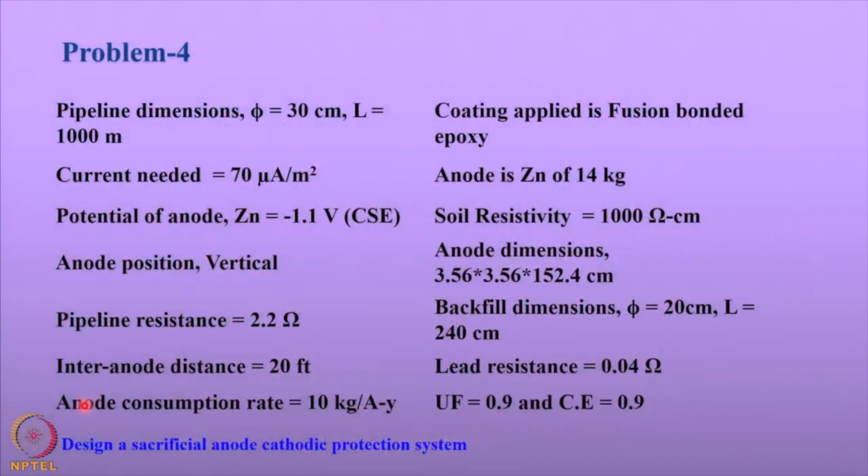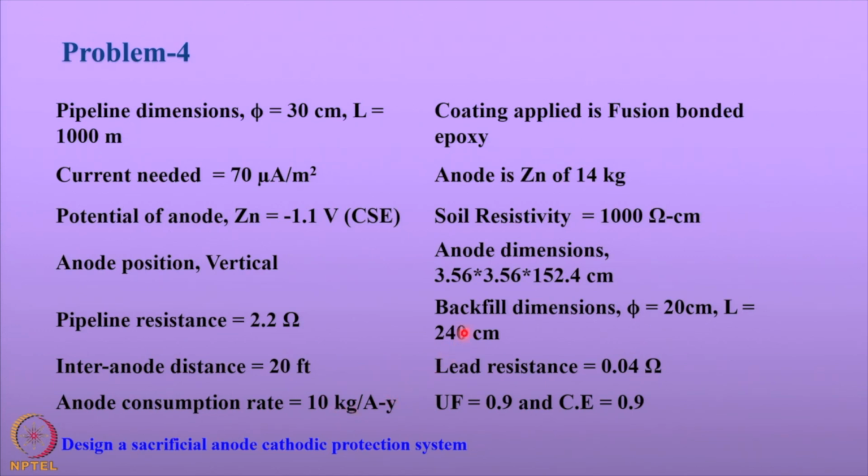Now, we look at the characteristics of the zinc anode. The zinc anode has a characteristic that it can dissolve about 10 kilogram per ampere year. So, the anode consumption rate of the zinc anode is 10 kg per ampere year. That means, if I have to pass 1 ampere current for 1 year, I would need 10 kilogram of zinc.